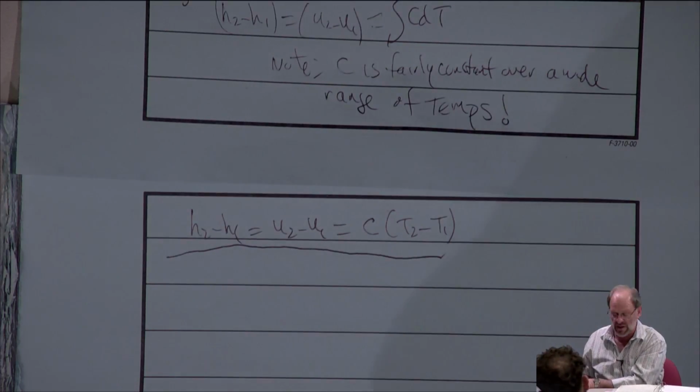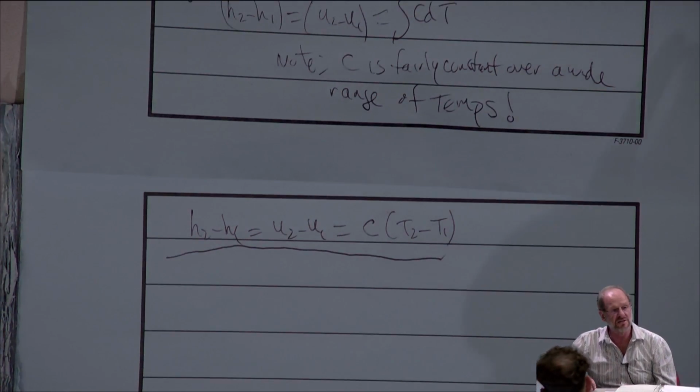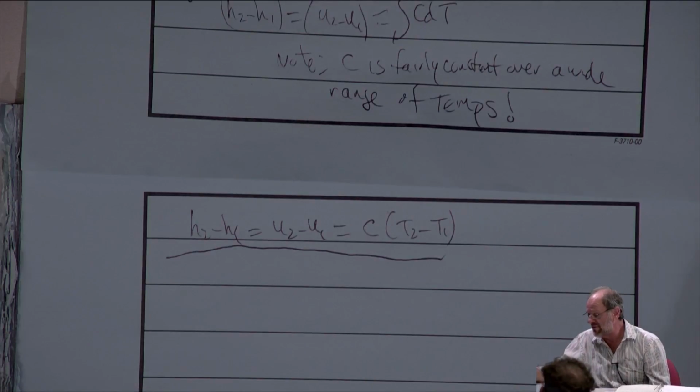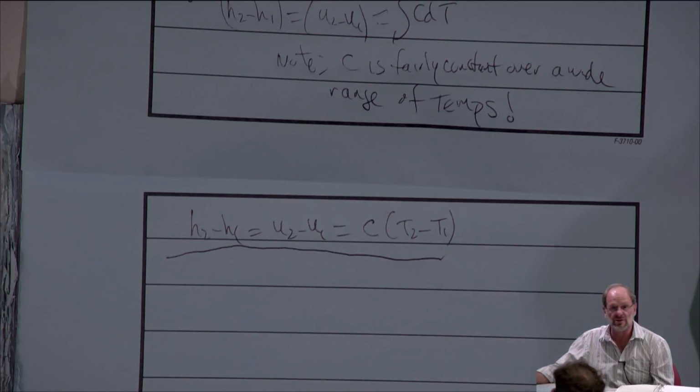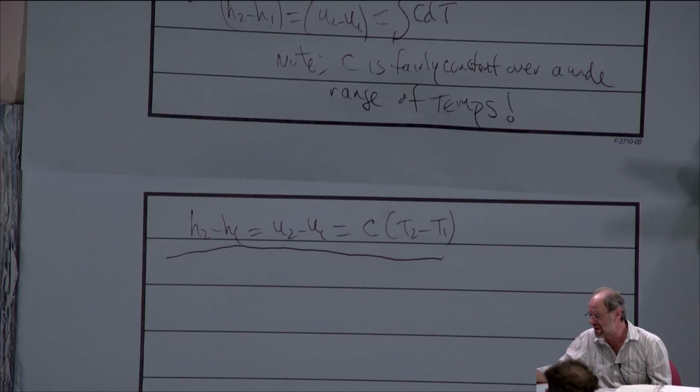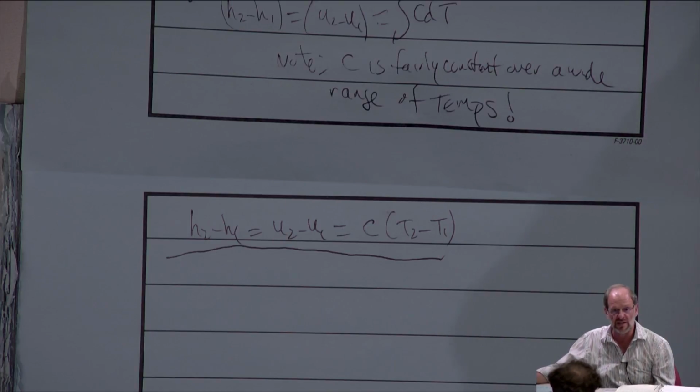And this is the equation we're going to use as we analyze solids and liquids in the first law to find the enthalpy change or the internal energy change. So H2 minus H1 is the same as U2 minus U1. It's the heat capacity times the temperature change.